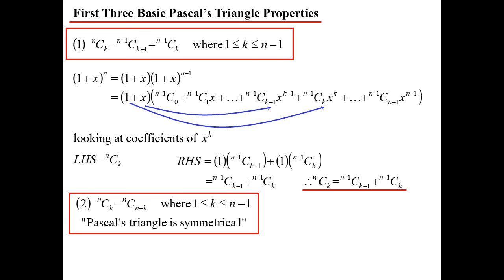This one here, nCk will always equal nC(n−k). That's basically saying Pascal's triangle is symmetric. So if you look at any row, it starts at 1 at each end, but then as you go in, each time you go in, it's the same number.